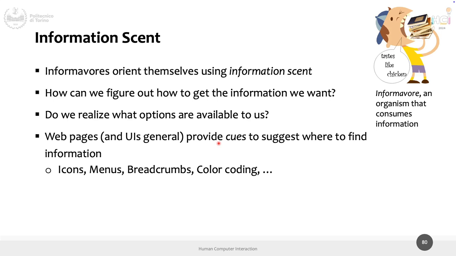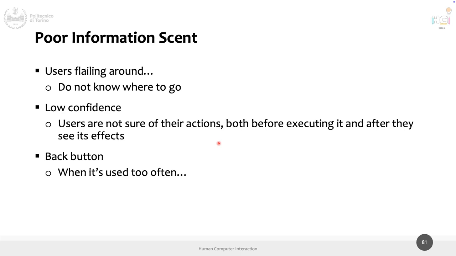And then there is the concept of information scent, really quickly, and there should be something in the application that always tells the user where to go without having them lost. So how do you recognize poor information scent? For instance, the back button is used too frequently. I'm lost. I'm going somewhere and then go back. And then I go somewhere and then go back. When it's used too frequently, then it's poor information scent.